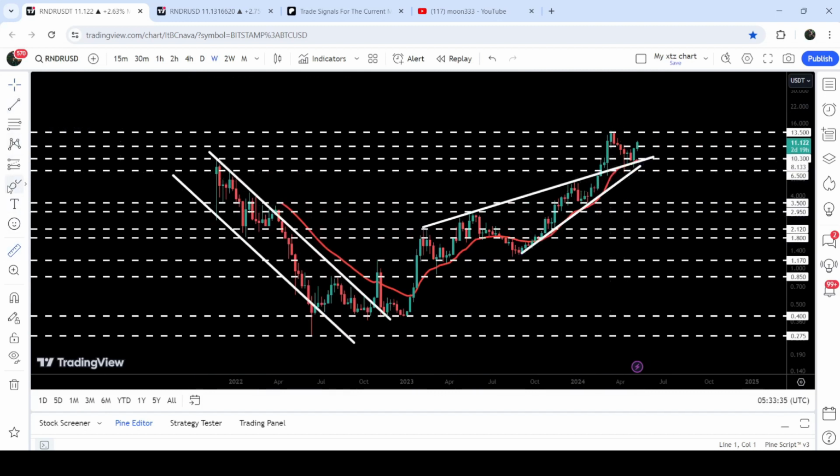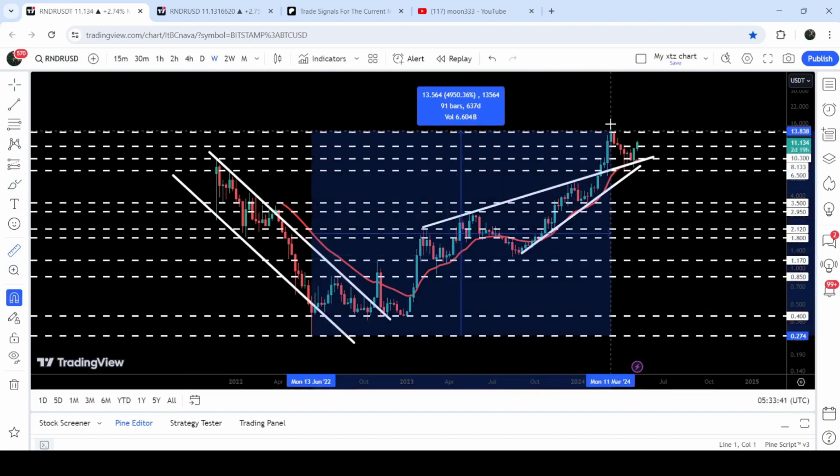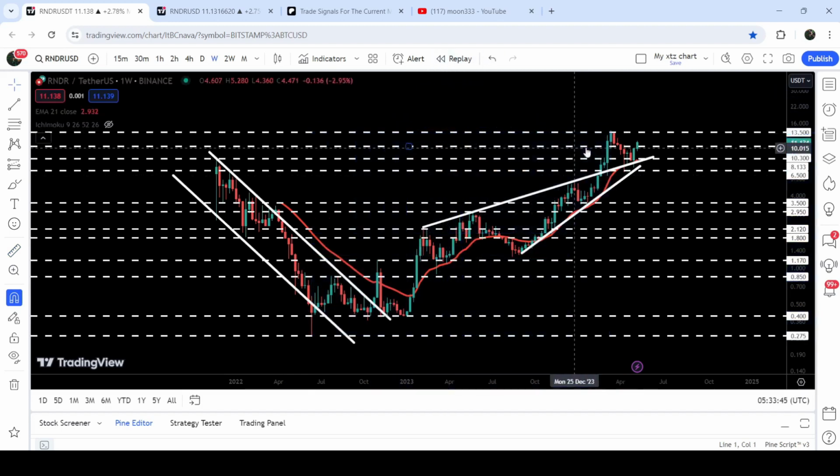By the way, from this low, when it was testing this support here up till this high, Render has rallied almost 5,000%, 4,950%. And here we have found a quite long-term resistance at $13.50. And after that, the price line retested the previous resistance of the wedge as a support and geared up. And in today's video, we will analyze this move.